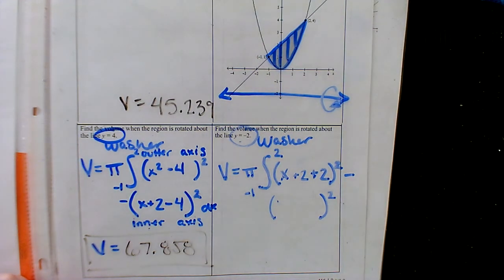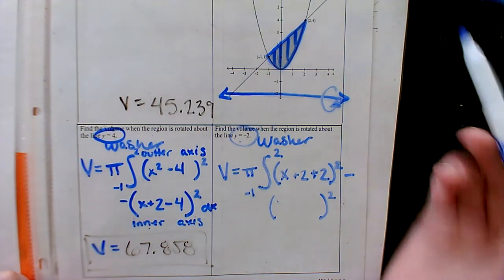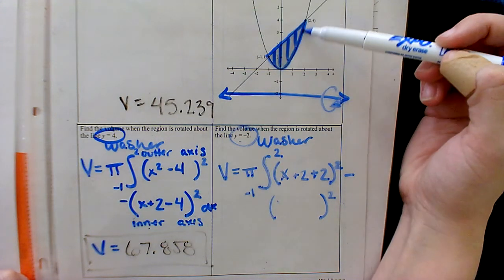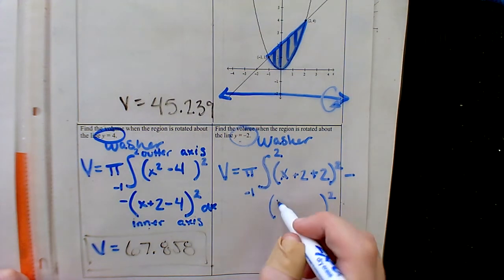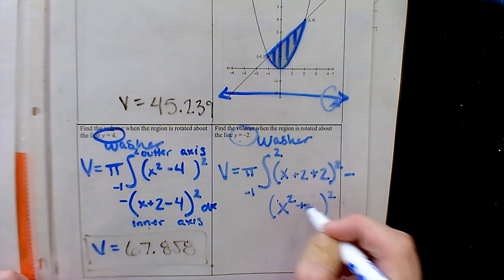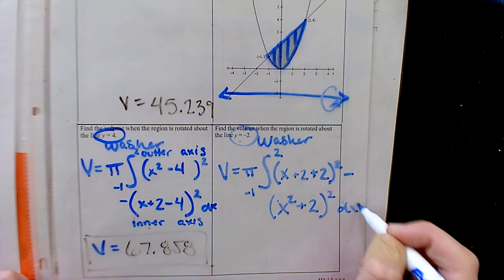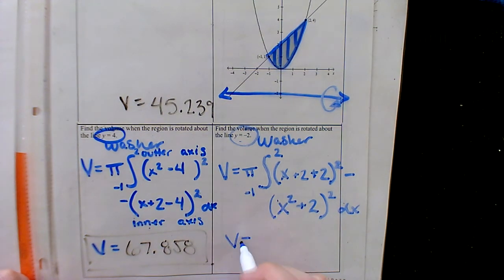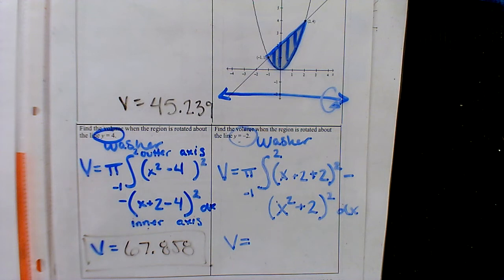All right, let's go ahead and try to figure out the inner radius. So that would be the closer function to the axis, which would be the parabola. And then we have to subtract the axis we are revolving around. So again, subtracting -2 would change to a plus. And we'll calculate our volume on our calculator from there.